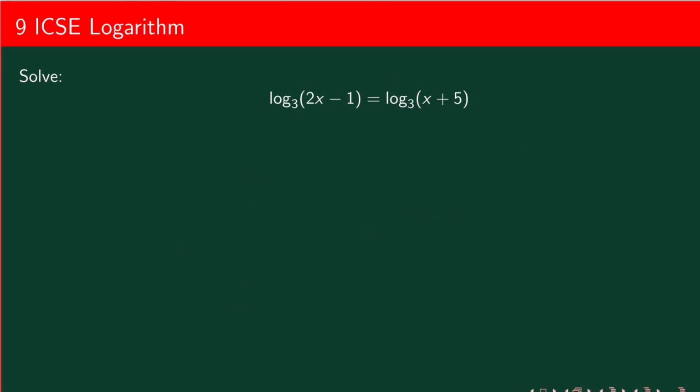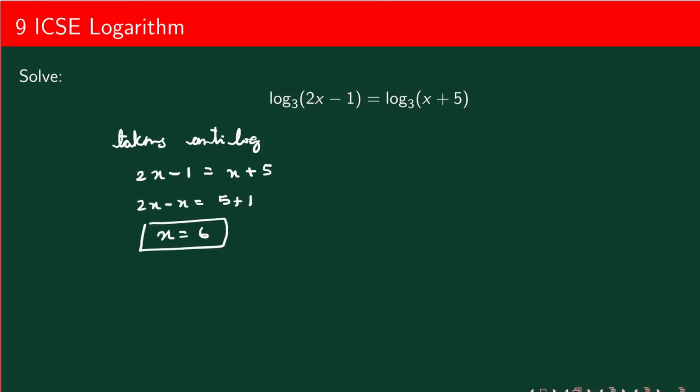Right. So this is now pretty obvious. It is single log on either side and the bases are equal. So we will write taking antilog. Taking antilog. So what do you have? 2x minus 1 is x plus 5. So 2x minus x is 5 plus 1. X is 6. That's the answer. Okay, we'll go to the next question now.